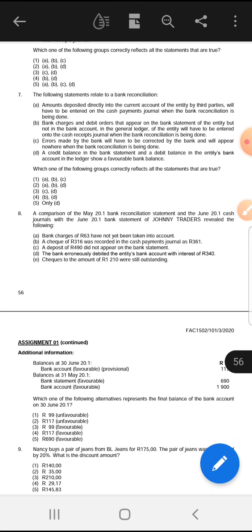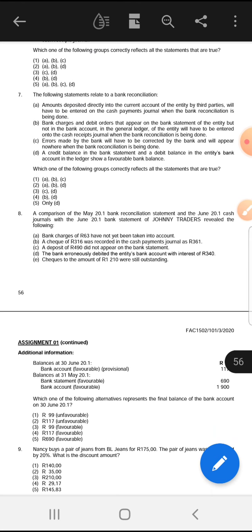Okay, let's check number B. Bank charges and debit orders that appear on the bank statement of the entity but not in the bank account in the general ledger of the entity will have to be entered into the cash receipt. How? These are payments. This one is wrong again. They have to be entered on the cash payment journal, not the cash receipt journal.